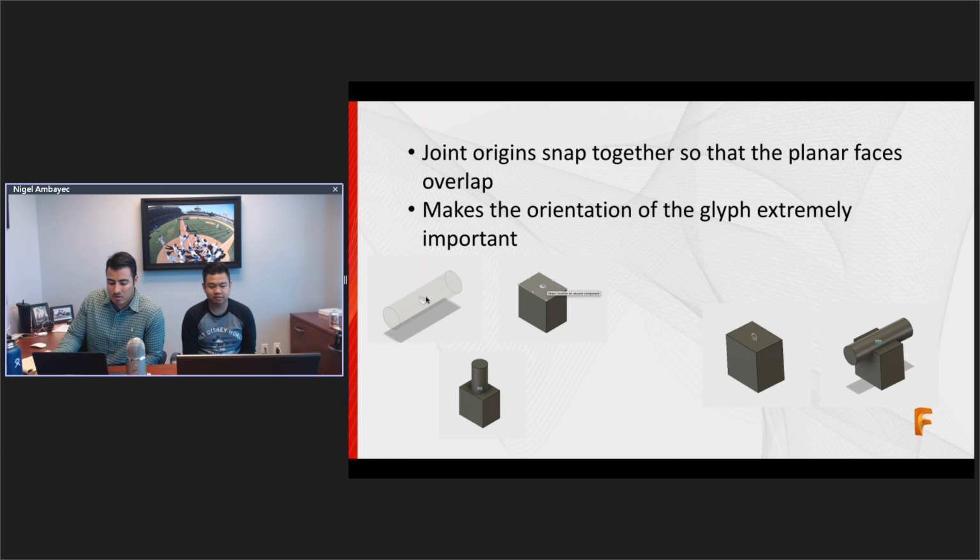So when you add a joint to it and you select, let's say, the cylinder to this box over here, you see how the final result is going to give us this, right? But if we create a joint origin when it's vertical, and again we do the same joint, notice how the orientation changes. So that makes the orientation of the glyph extremely important, and that's just one thing to keep in mind when you're creating your assemblies and going about it.